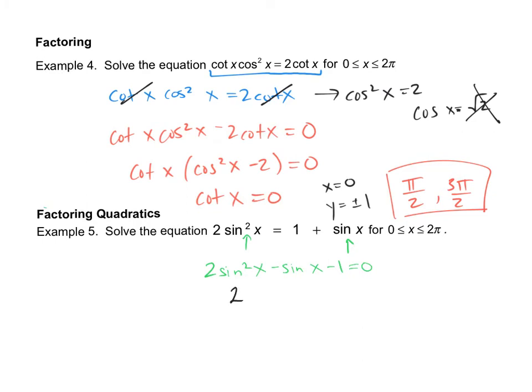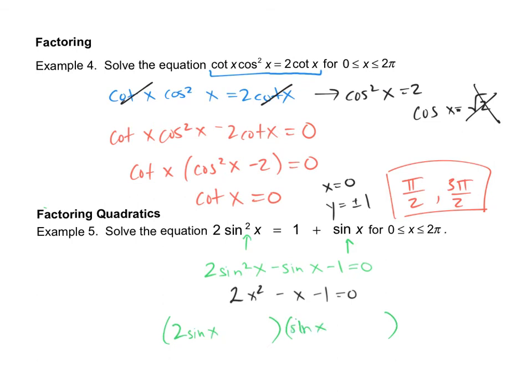If you think of this as 2x squared minus x minus 1 equals 0, well, this one becomes a little bit easier to factor. Hopefully you remember how to factor a quadratic, so I'm going to go over that relatively quickly. So I do know that I'm going to have 2 in one of these and 1 in the other, but instead of being x, it is sine of x. That's really the only difference.